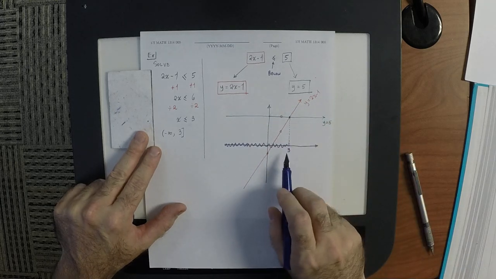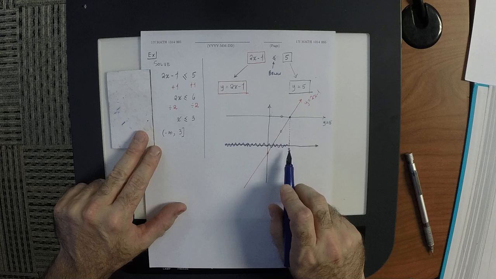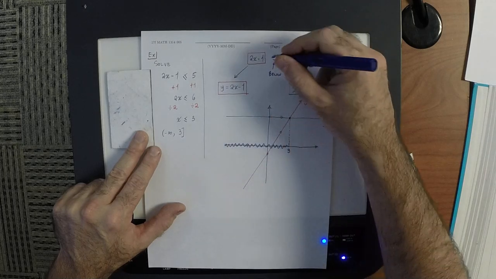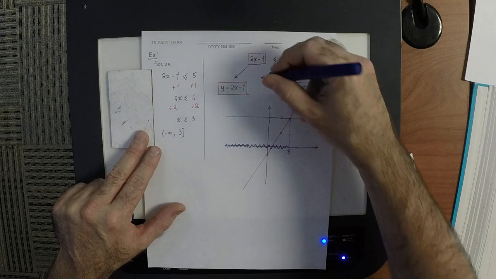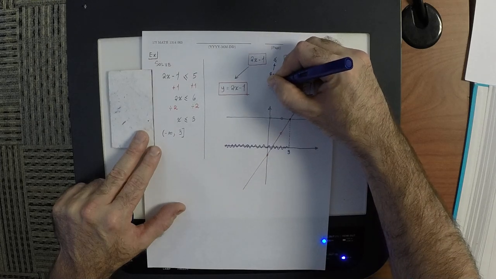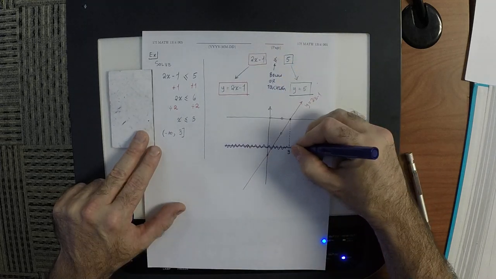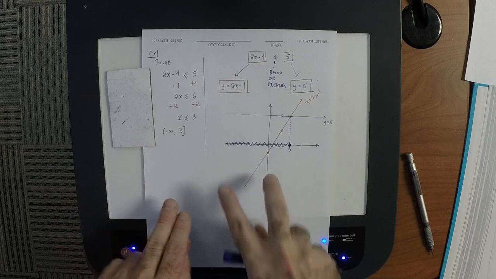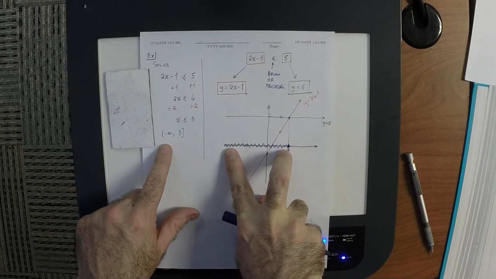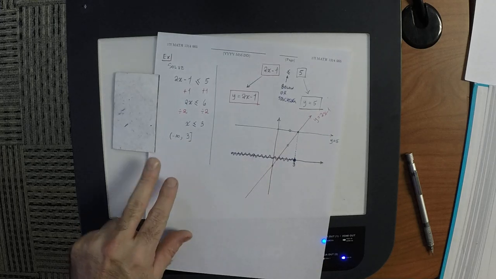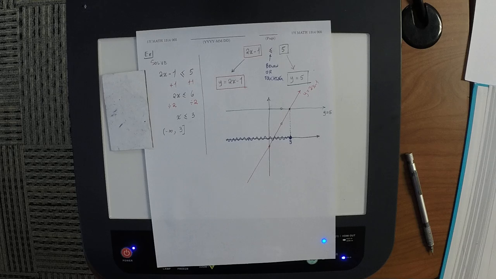So is 3 itself part of the solution? Yes. Why is 3 itself part of the solution? Right. So really, because it says less or equal, this means something like below or even touching. Okay, so then 3 is filled in. Do you observe that this is exactly that? Okay. Good. Any question about this? Let's do another one.